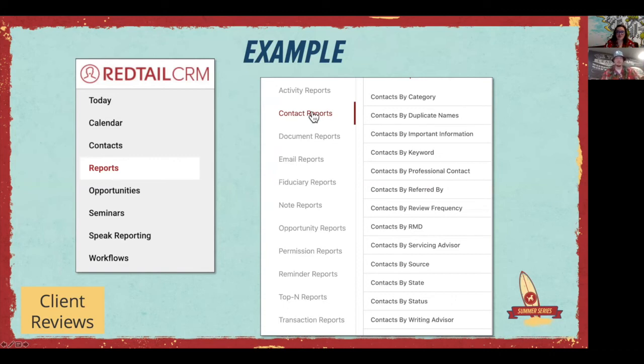That no contact report, I cannot stress that enough, Austin. That report is money. It's awesome. You go to reports on the left-hand side, contact reports, and then no contact down at the bottom. It's underneath this picture here. And you can filter to who has not had a note or activity in a certain amount of time.